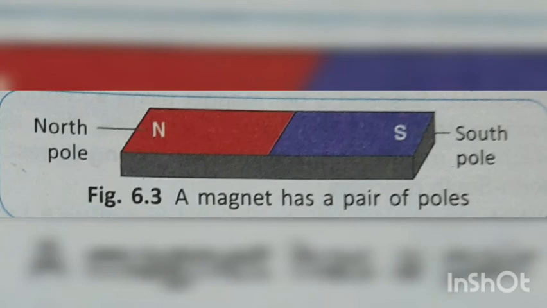So, which are the important terms related to the bar magnet? First one is magnetic poles. Magnetic poles are the two poles near the edges of the magnet where most of the magnetic power is concentrated. And the next term is magnetic north pole.